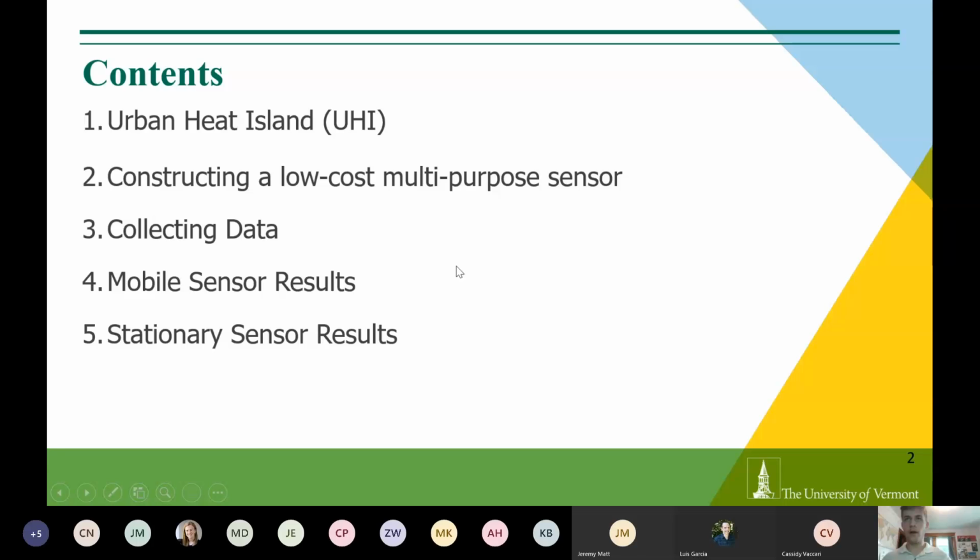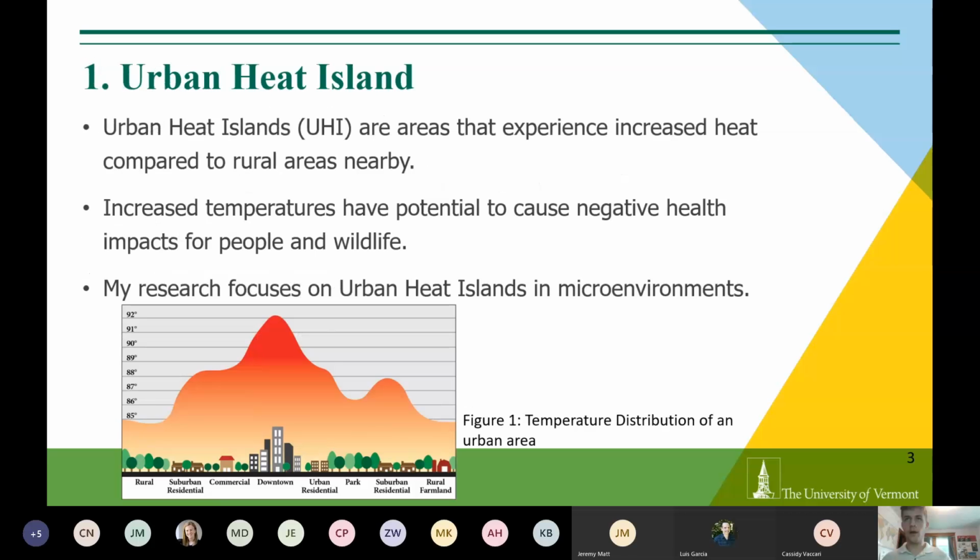So the contents of this presentation are going to be, first, I'll talk about urban heat islands. Then I'm going to talk about constructing a low-cost and multi-purpose sensor. Then I'll talk about collecting my data, my mobile sensor results, and then my stationary sensor results.